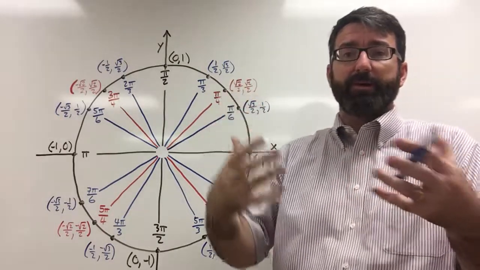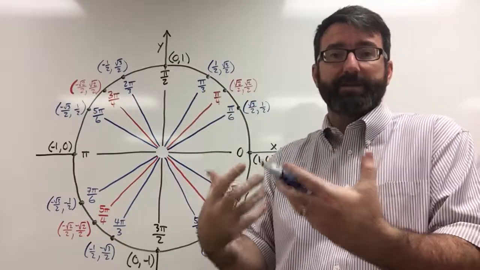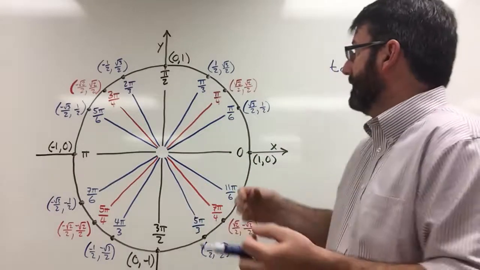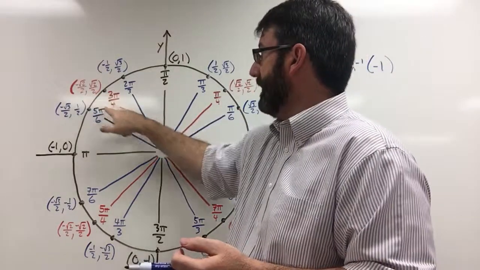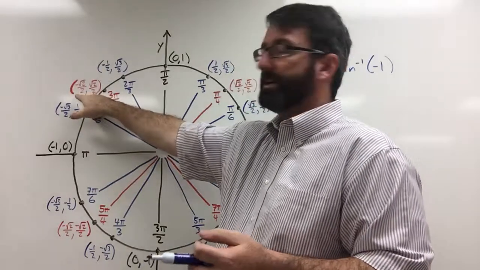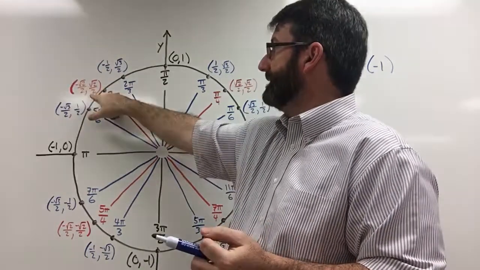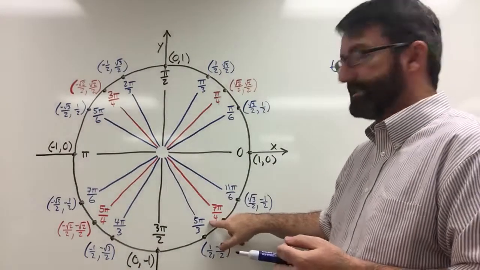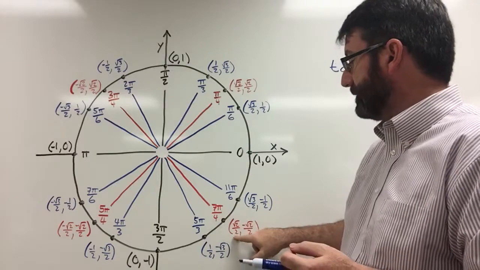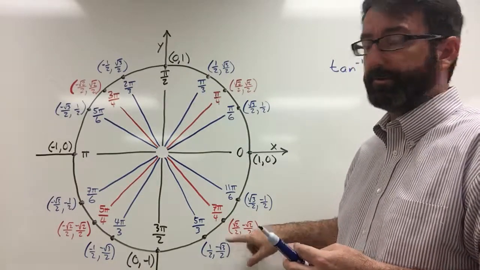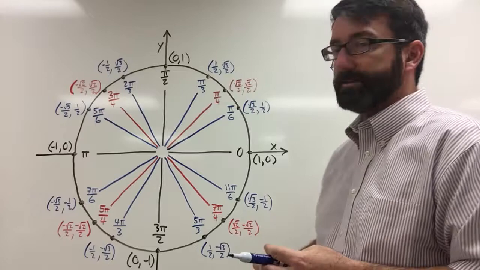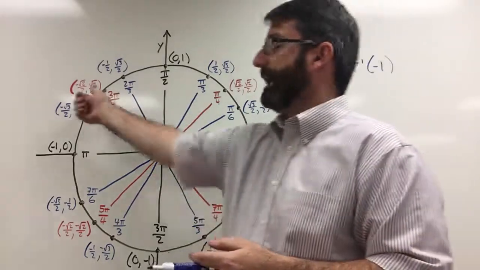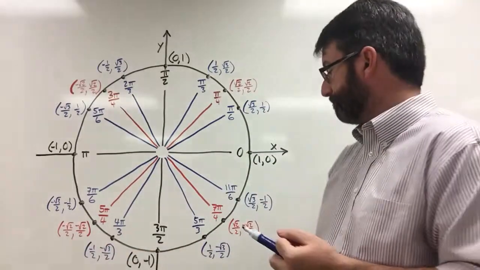In other words, we want some place where the sine and the cosine are the same value except with opposite signs. So that's going to be true here at 3 pi over 4, where the cosine is negative square root of 2 over 2 and the sine is positive square root of 2 over 2. It's also going to be true down here at 7 pi over 4, where the cosine is positive square root of 2 over 2 and the sine is negative square root of 2 over 2. If you divided those, in either case, you're going to get -1 for the tangent.